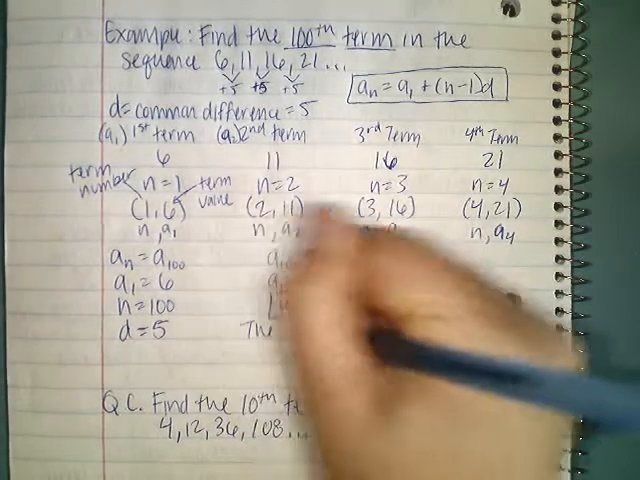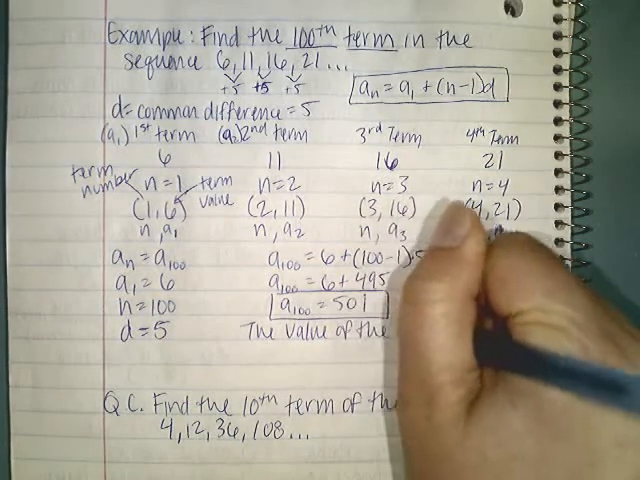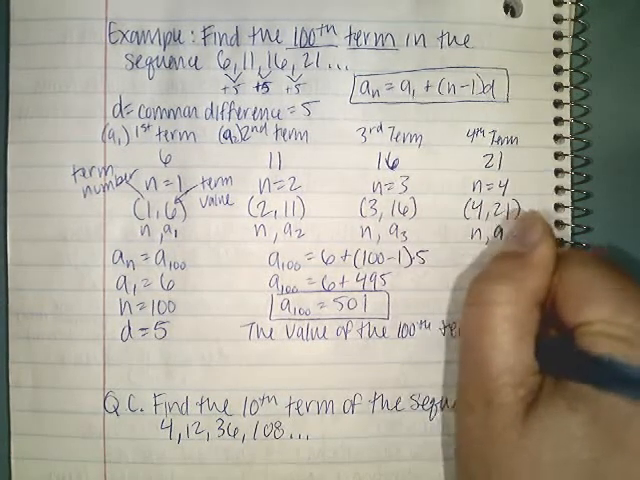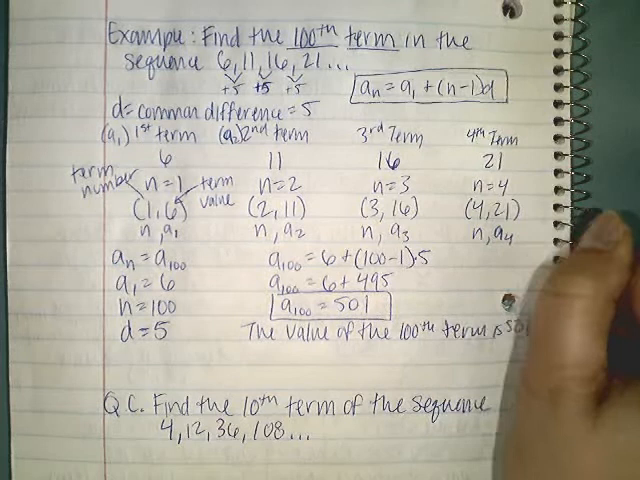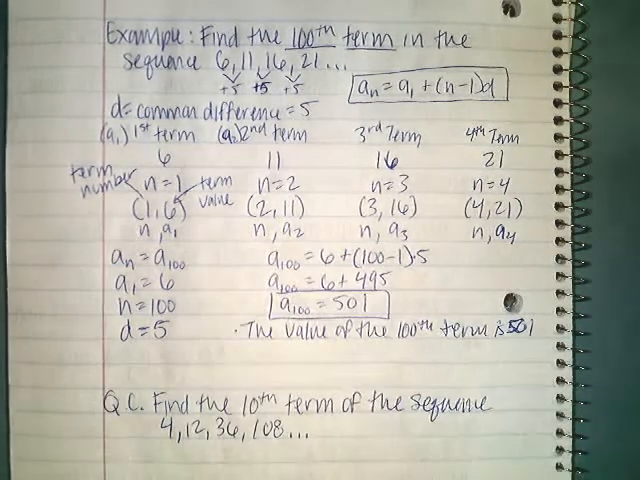If I wanted to write out the answer, the value of the 100th term is 501, if you want to write that as a sentence.